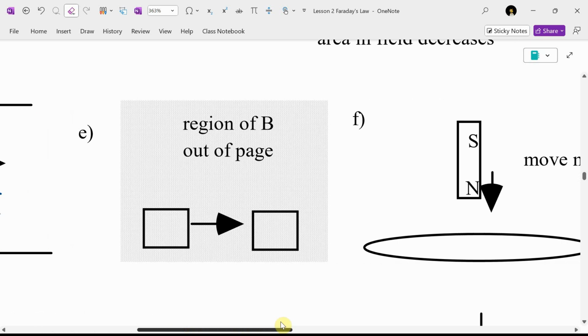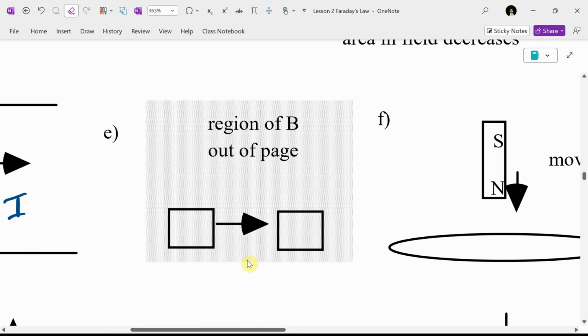What's the changing flux? What's happening to the flux here? Increasing, decreasing, or staying the same? This is going to be a constant flux, staying the same.